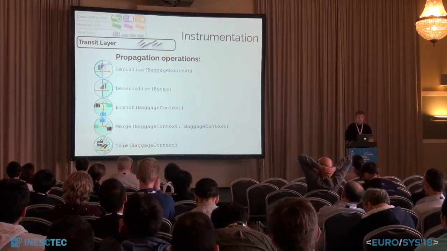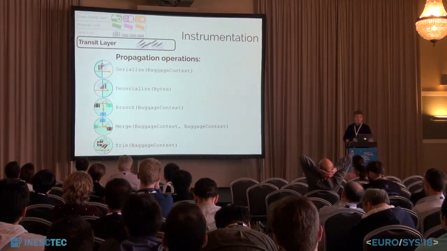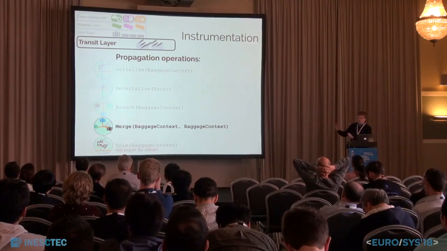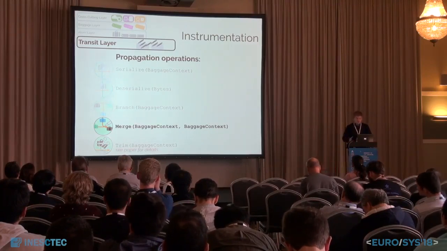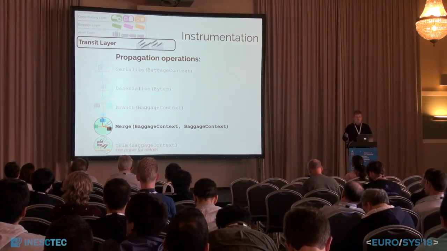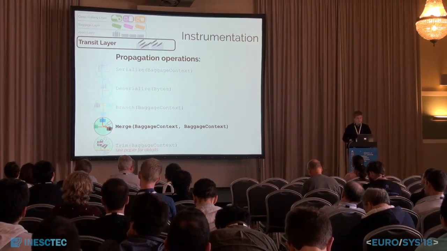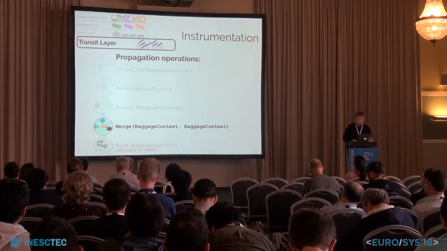So recall the 5 operations that system developers use to instrument their systems. Of these, serializing and deserializing are trivial, and branching simply involves duplicating the context, 1 copy for each branch. The operation that makes everything tricky is merging. Merging significantly impacts our design at every level.